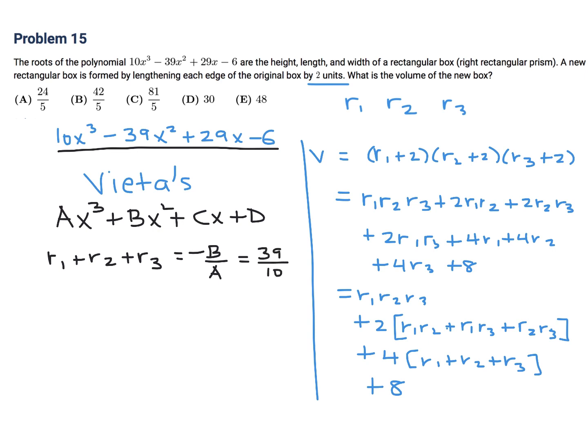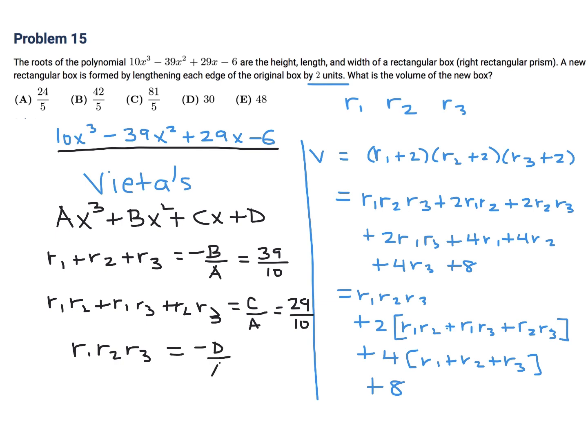It says the sum of the products, which is r1 times r2 plus r1 times r3 plus r2 times r3, according to Vieta's, is c over a. And in my case, my c over a is 29 over 10. So 29 over 10, put that there. And then finally, the product of the roots, according to Vieta's, which in this case is r1 times r2 times r3, is minus d over a. And for my equation, that is 6 over 10. Got it?